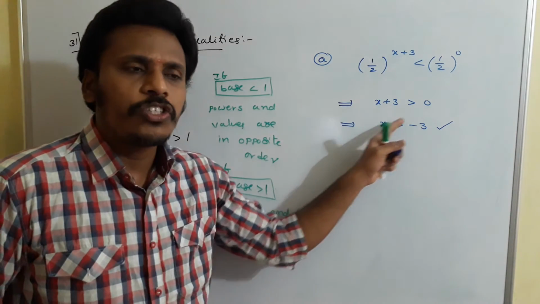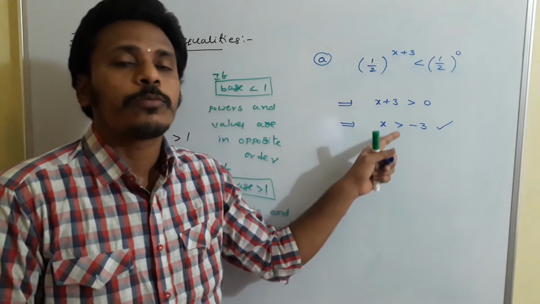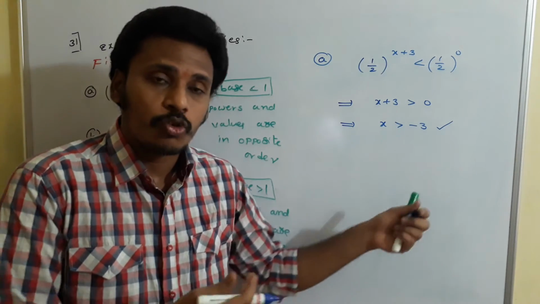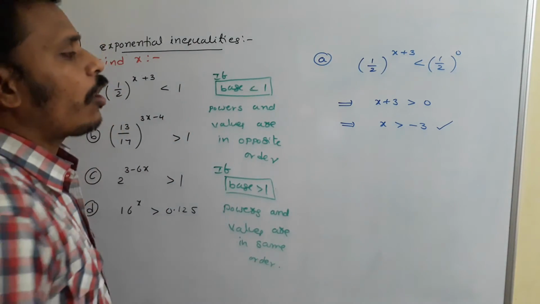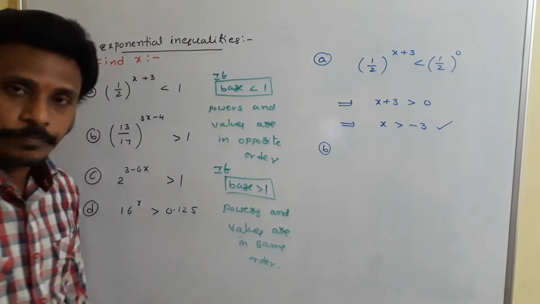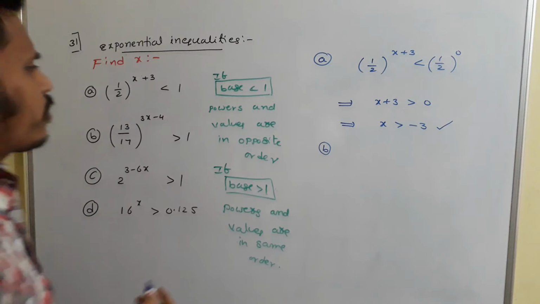So x value is greater than minus 3. Any value which is more than minus 3 is possible for x. You may say minus 2, minus 1, 0, 1, 2, 3. All those values are acceptable for x here. Okay, that's the first bit. And now in the same way, you just think about the second one.